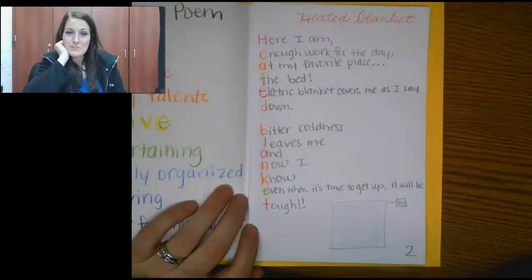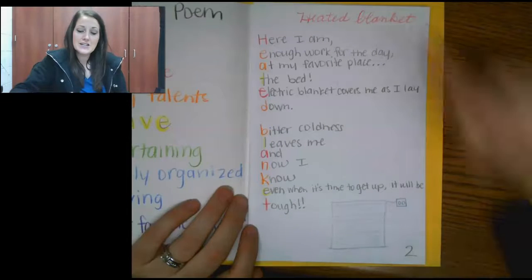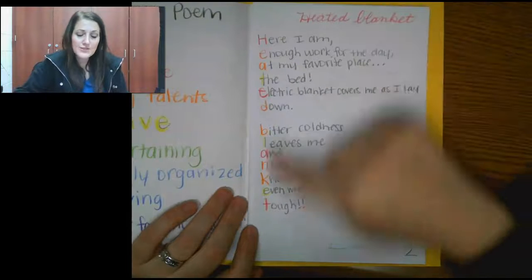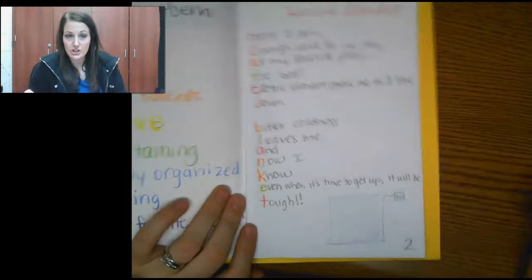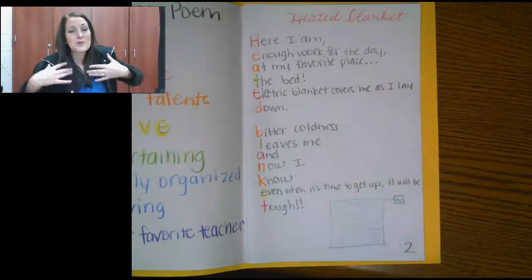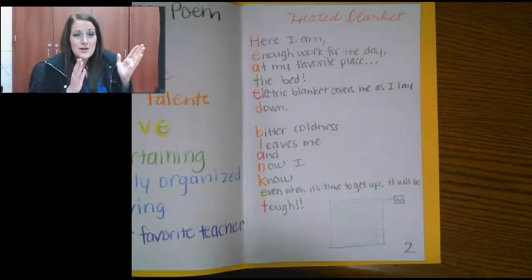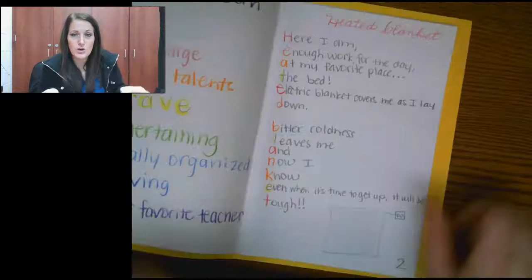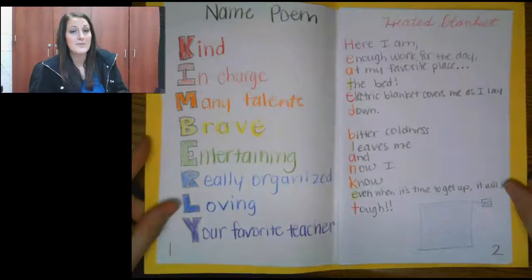So here's my heated blanket poem. I used a little cursive. I put some colors in there. I even drew a little picture. So today you need to write your heated blanket poem. I'm sorry, you don't need to write a heated blanket poem. You need to write your poem about an object, do your rough draft, put it in your poem book. So you should have 2 poems done by the end of today.